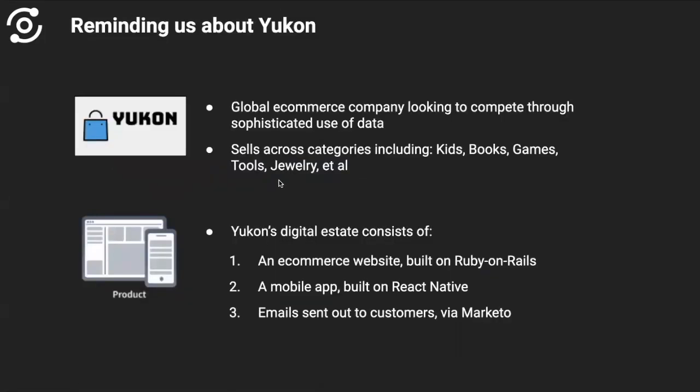So before I start talking about Snowplow and what we do, let's do a bit of reorientation around Yukon. Yukon is a fictitious global e-commerce company. It's looking to compete through sophisticated use of data. It's very diverse. It sells across a bunch of different categories, including kids, books, games, tools, jewelry, all sorts of stuff. It has a modern data team, and its digital estate consists of an e-commerce website built on Ruby on Rails, a mobile app built on React Native, and emails that are sent out to customers and prospective customers via Marketo. So that's Yukon at a high level.